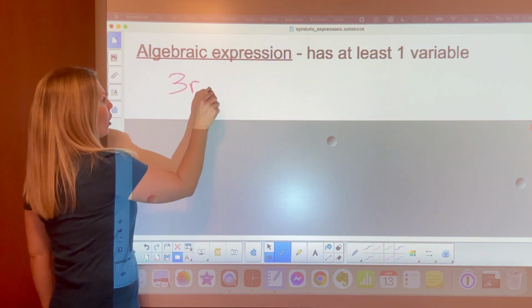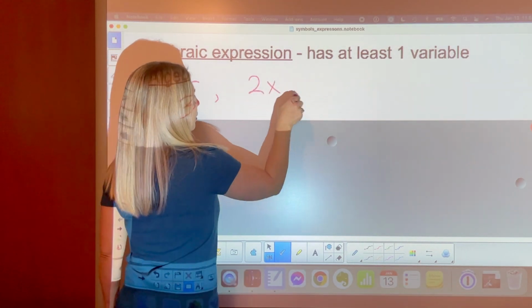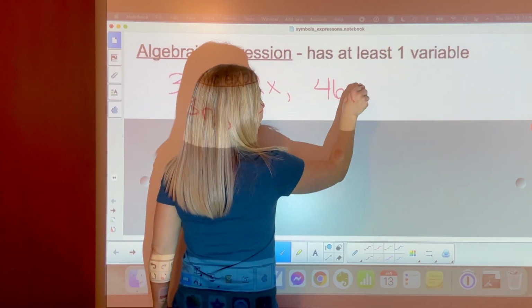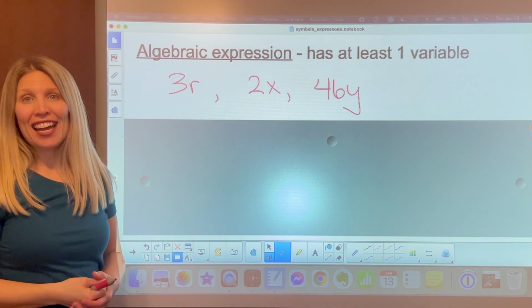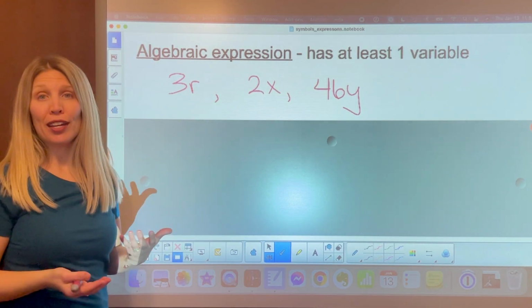Next, an algebraic expression is just something with a variable, like I just showed you. So 3r, 2x, 46y, just anything that has a variable in it is an algebraic expression.